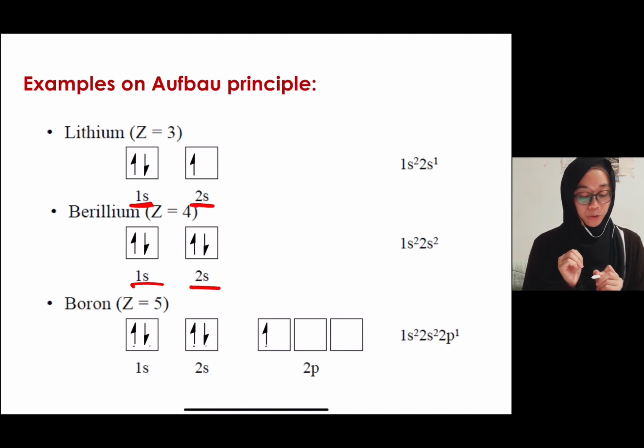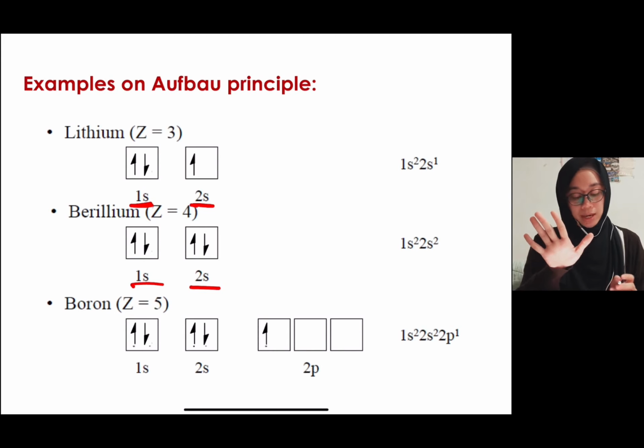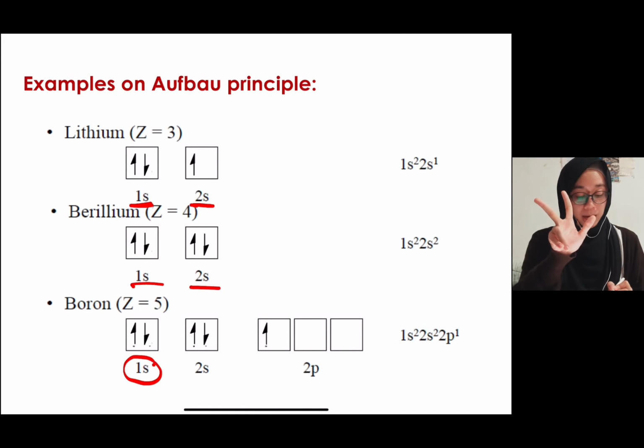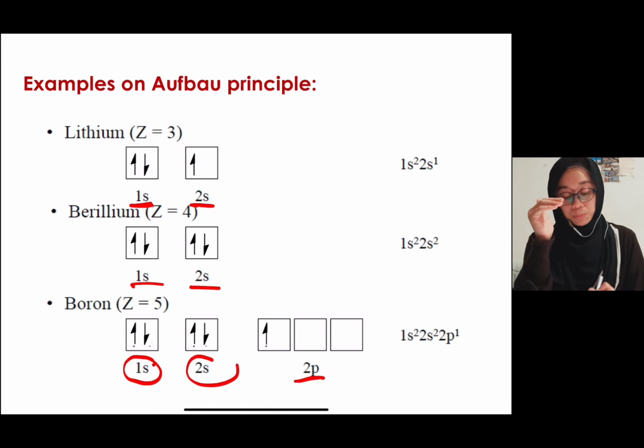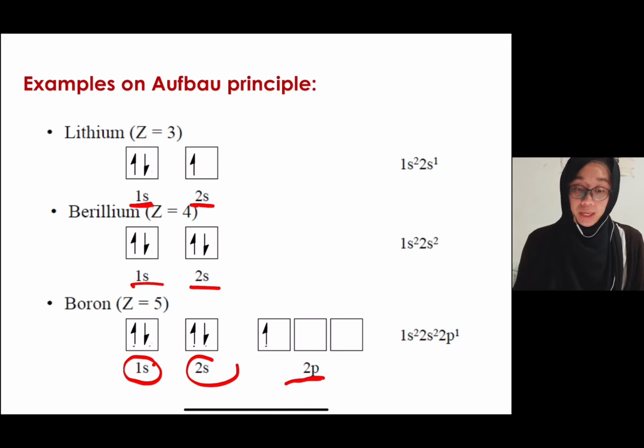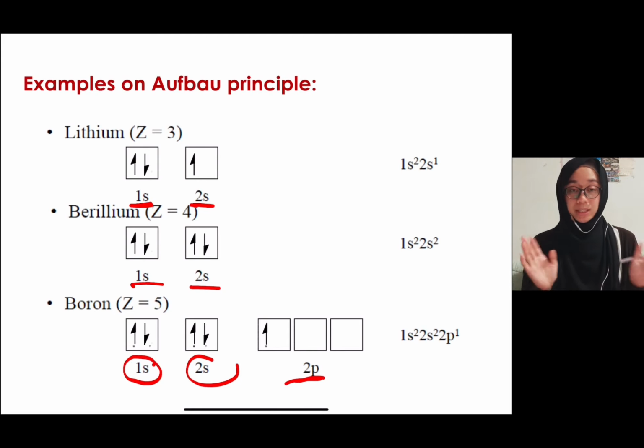Okay, kalau kita tengok boron pula, boron ada 5 proton, therefore 5 elektron. So the first 2 kita masukkan dahulu dalam 1s, and then the next 2 kita masukkan dalam 2s. So the next one selepas 2s, yang tinggi atas 2s adalah 2p. So kita isi dahulu dalam 2p. Okay, so settle kat situ.